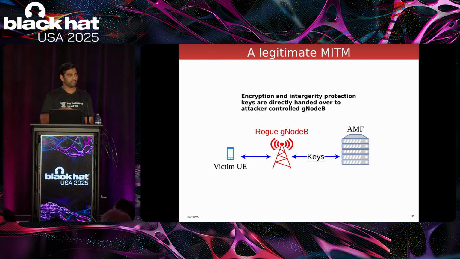the rogue gNodeB now receives the cryptographic key material that's required to perform the encryption and integrity protection of all the communication from the UE. I just simplified this picture, it looks like the previous one, but the AMF will directly, as a part of a standard procedure, send the ciphering and integrity protection keys to the base station. The base station now can provide a legitimate service to the victim UE.